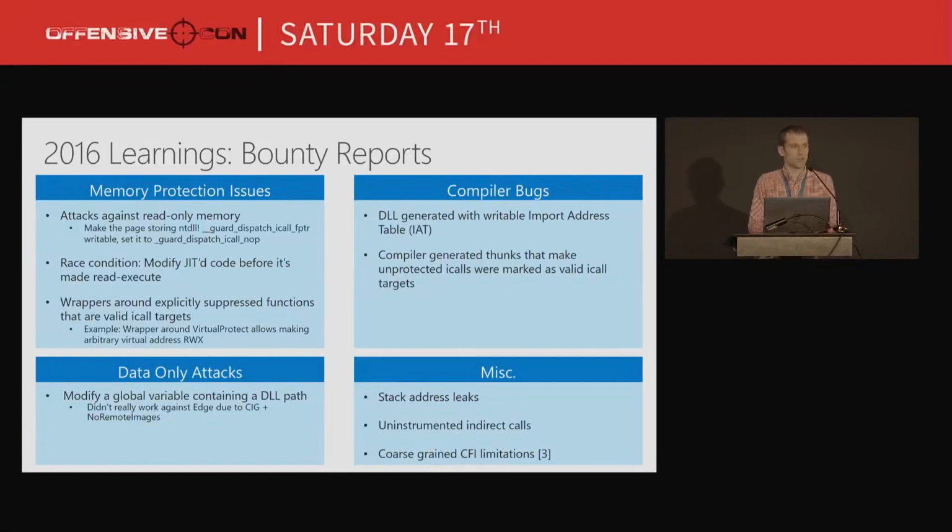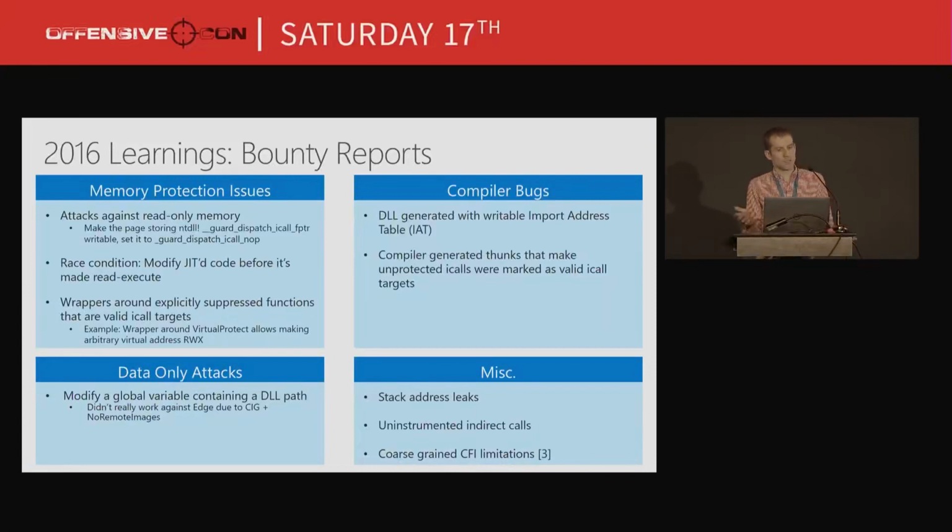There was also a case where the compiler was generating some thunks for just internal purposes, and these thunks would take in a function pointer from the RAX register and call it indirectly without any sort of CFG check.